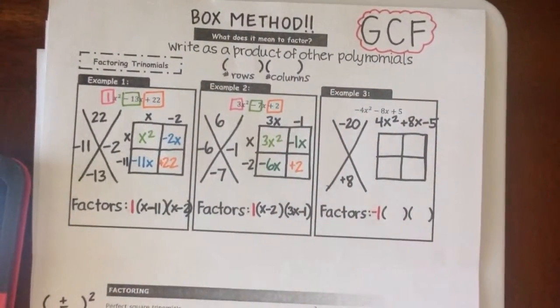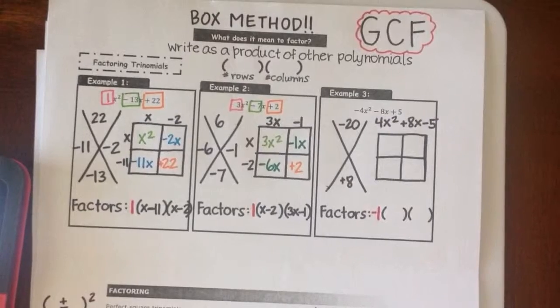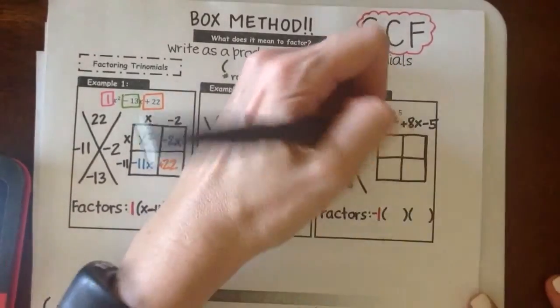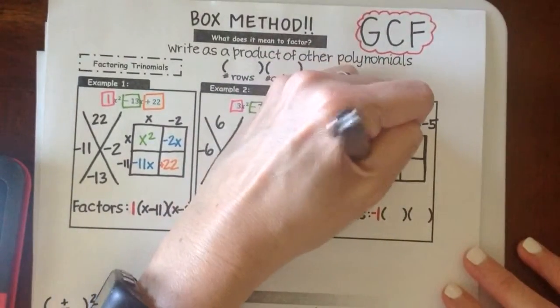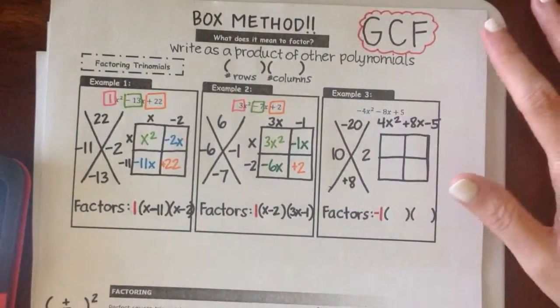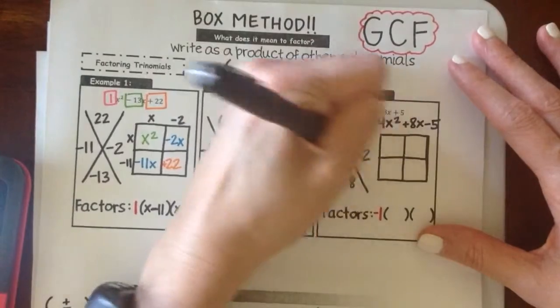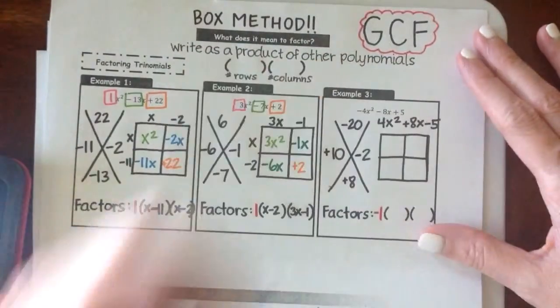So I'm trying to think. Two numbers that multiply to 20, but when I add them I get 8. 4 and 5 won't work because that'll give me 9. 10 and 2, that'll get me to 8. Alright, and since my product's negative, one of my numbers has to be negative, and the 8 is positive, so that tells me that my 2 is the number that has to be negative, and my 10 is positive.